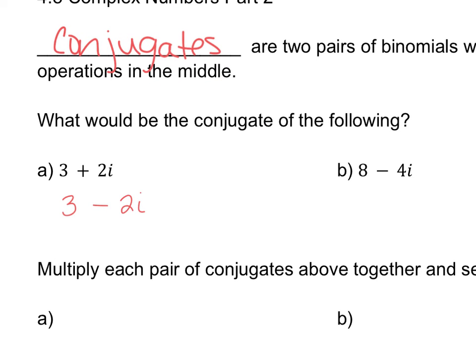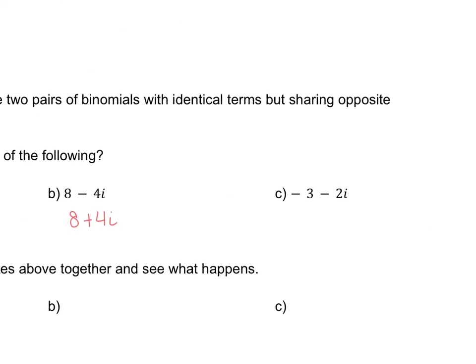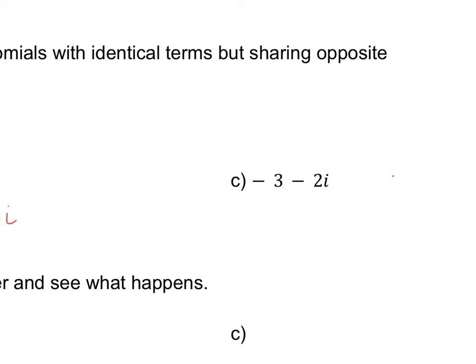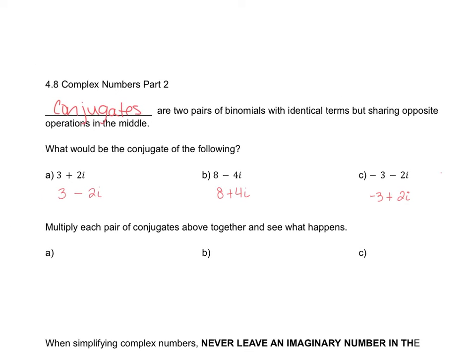So those two are conjugates. Okay, let's do this one. The conjugate of this one would be 8 plus 4i. And the last one, this one kind of trips people up sometimes. The terms stay the same, so this one's still negative 3. And this is 2i, but in the middle it's a plus sign. Okay, so those are conjugates.